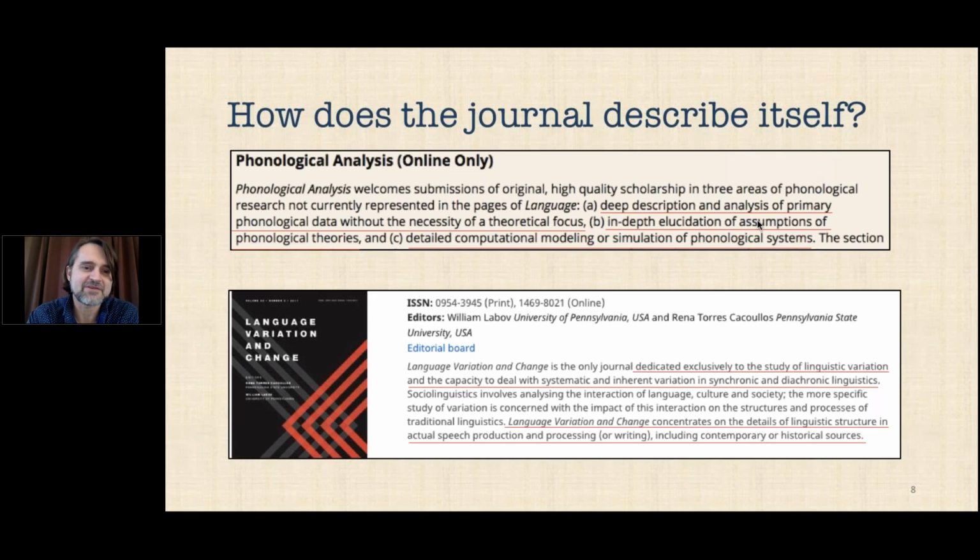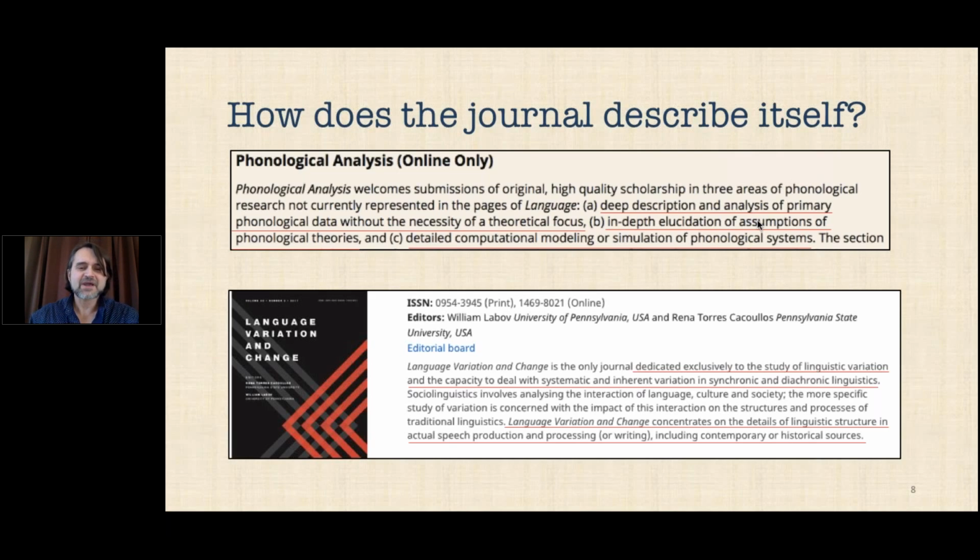But if you look at the statement of phonological analysis, what it is specifically looking for is high quality scholarship in phonology that is not currently represented in Language, so showing the different focuses. And you see how it's described: deep description and analysis of primary data. So this is a journal that focuses more on data, maybe. In-depth elucidation of assumptions of phonological theories, so very technical, specific to phonology, maybe not as broad an audience as Language.